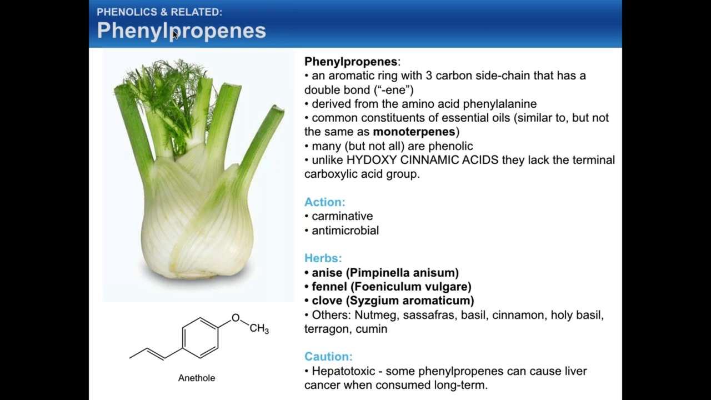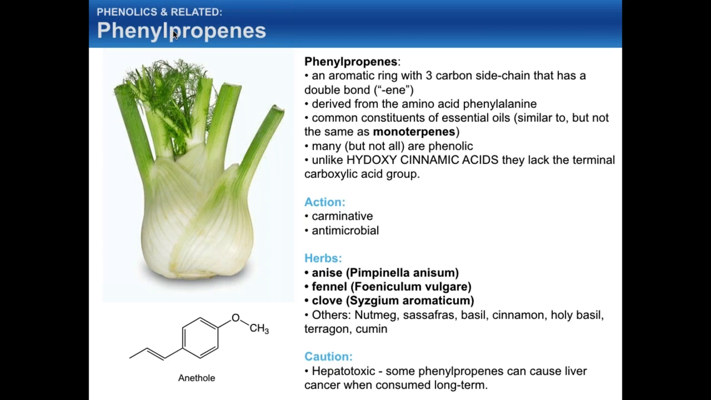So for phenylpropenes, if you count up the carbons attached to the ring structure, you'll see anethole, which is shown at the bottom there. That's the main ingredient that you'll get in anise and fennel, and it has that sort of black licorice taste to it. And that anethole compound, although it has 10 carbons, don't be fooled, because that one CH3 group attached to the oxygen was added on later on. But this is a phenylpropene, and it's a different pathway than the terpenoids.